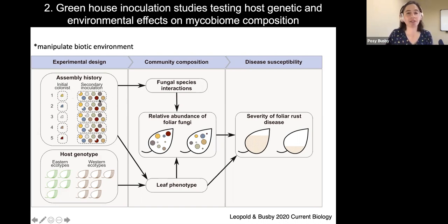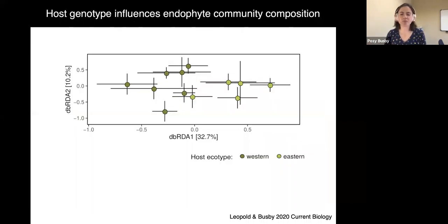About a month later, we used the same ITS metabarcoding to characterize the composition of these communities. And then after that, we inoculated the plants with rust to evaluate how assembly history and host genotype can individually and interactively influence the outcome of disease in this system. So what did we find?